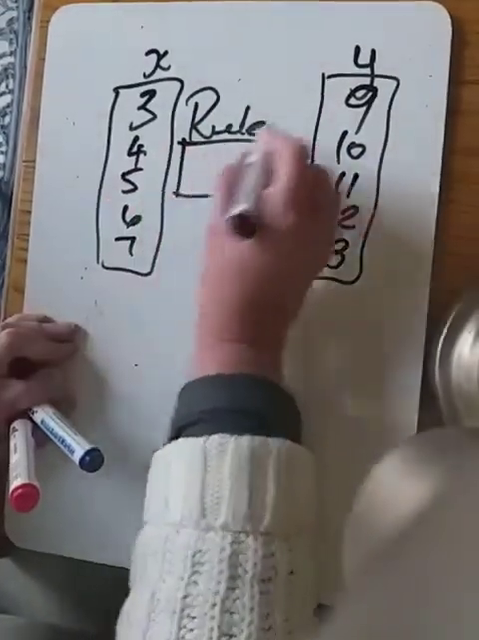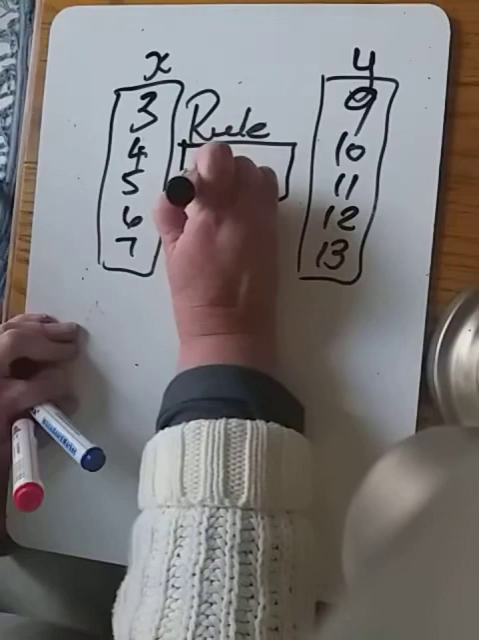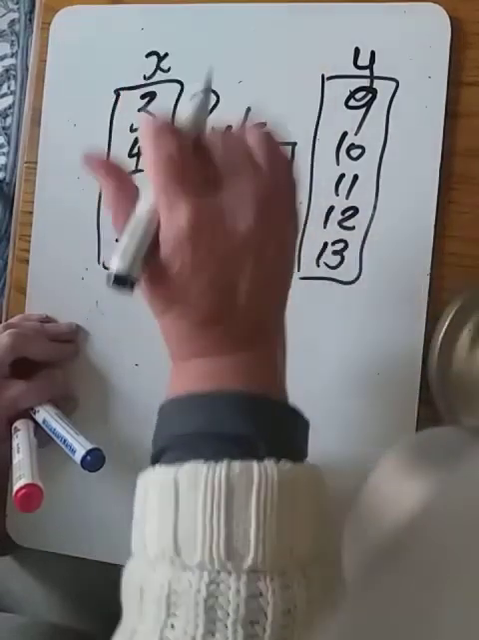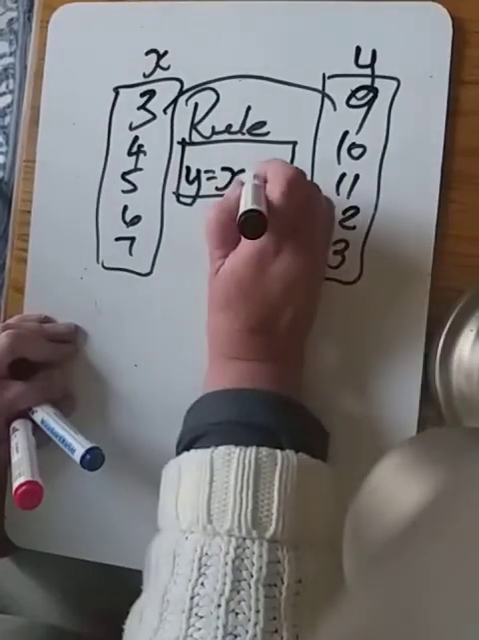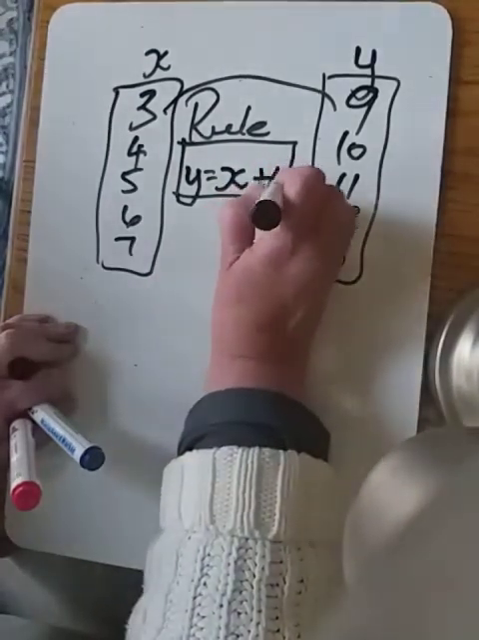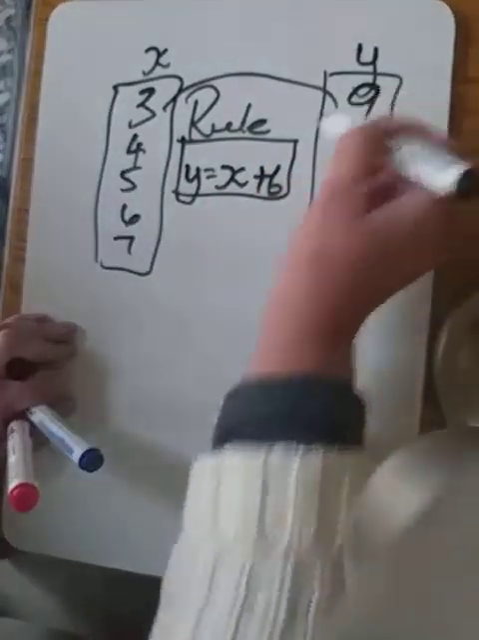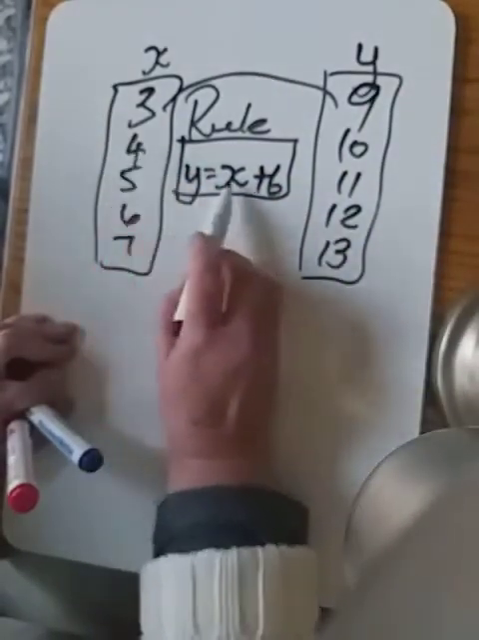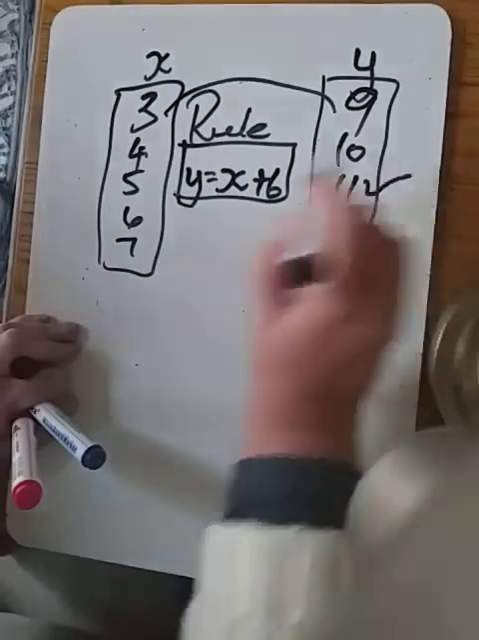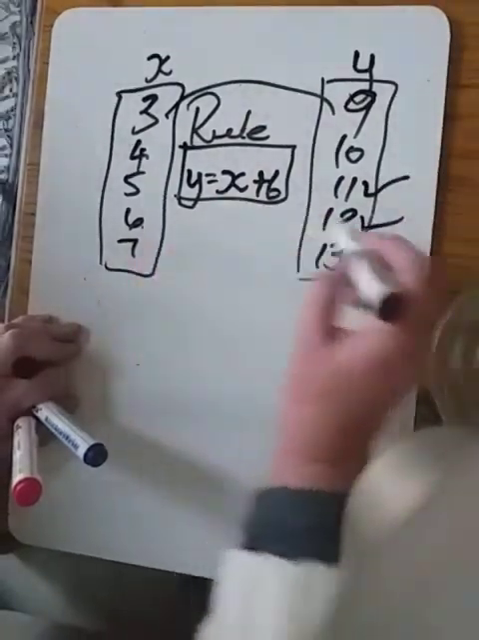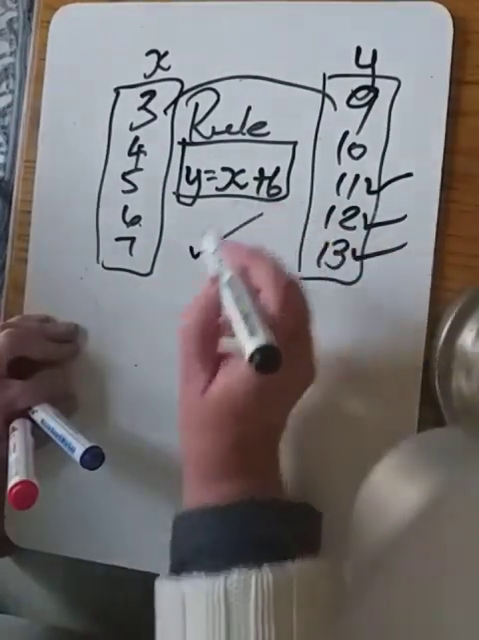All I need to do is see, how did I get Y? Y is equal to X plus 6, to get to 9. X plus 6 gives me 9. Does that work for the next one? 4 plus 6 is 10, yes. 5 plus 6 is 11, yes. 6 plus 6, 12, 7 plus 6, 13. And we know that that works.